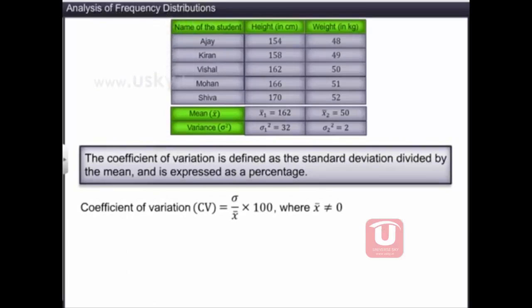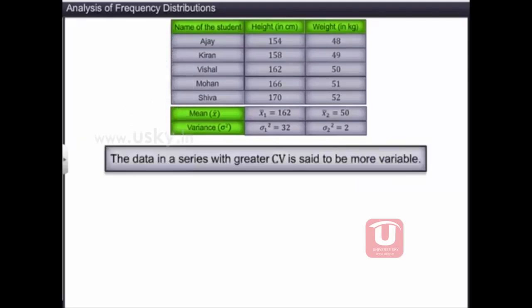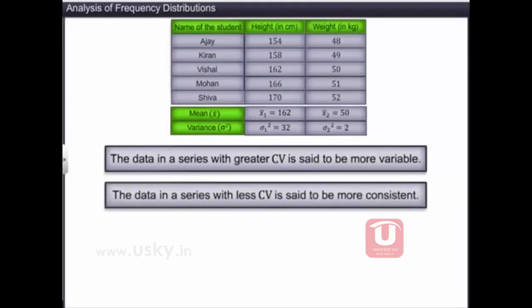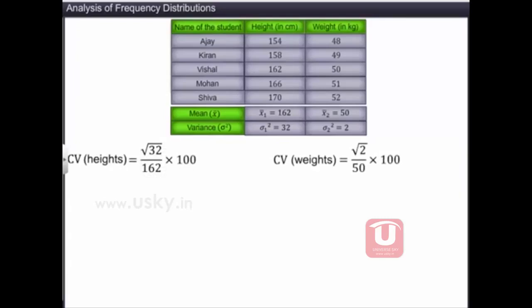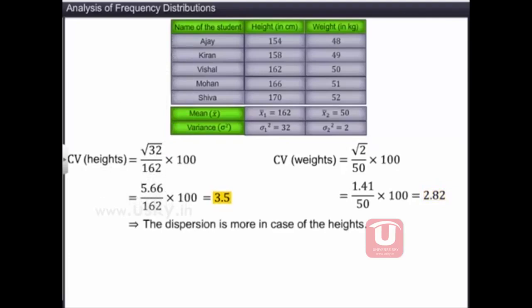The data in a series with greater CV is said to be more variable, while the data in a series with less CV is said to be more consistent. Let's find the coefficients of variation for the given data. The coefficients of variation of the heights and weights are obtained as shown. They are obtained as 3.5 and 2.82 respectively. The CV of the heights is more than the CV of the weights. This implies that the dispersion is more in case of the heights.